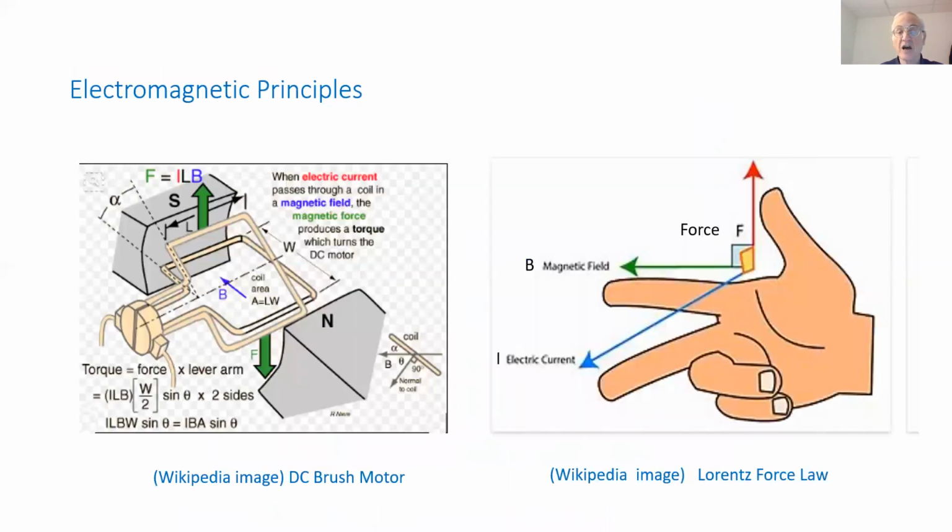The principle that drives the equations that relate to motors is based on the Lorentz force law. This is the right-hand rule, FBI. We could usually remember that, where the thumb is pointing in the force direction, the finger is in the magnetic field, and then the I is on a third finger.